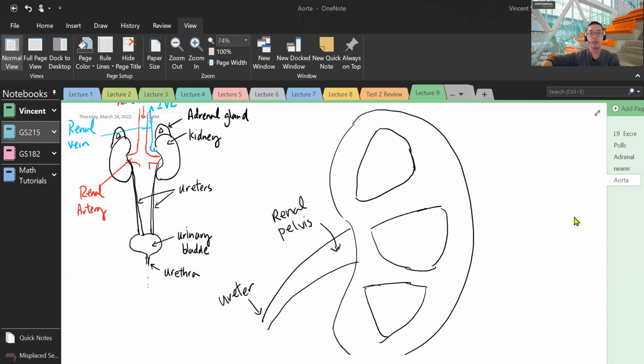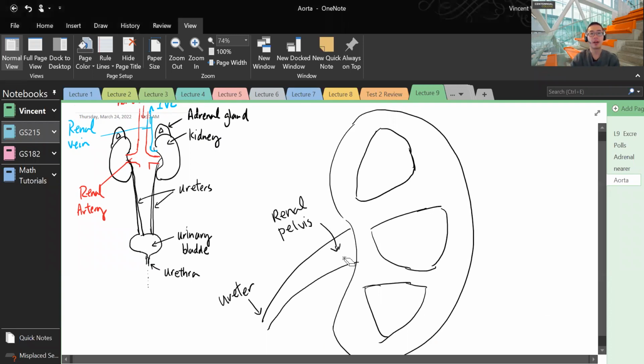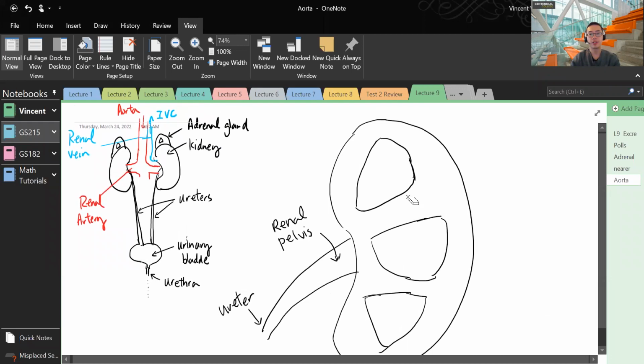Okay, fair enough. So that's going to be the renal pelvis. And these little triangle structures are called the renal pyramids. So you have a renal pyramid here, a renal pyramid, and there are maybe 7 to 10 of these. I'm just drawing 3 to keep it simple.